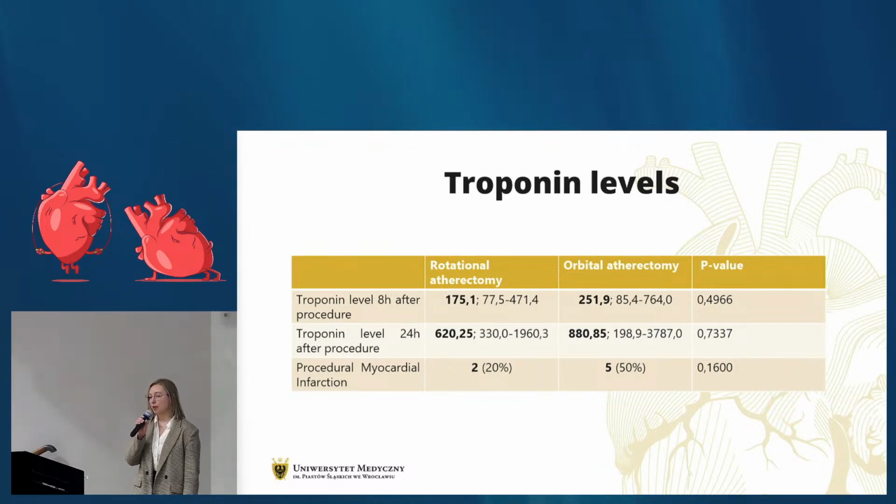The periprocedural myocardial infarction was numerically higher in the OA group. However, the difference wasn't statistically significant. It could be caused by the fact that study groups were quite small. If the study population were larger, the difference in PMI occurrence could turn out to be statistically significant.